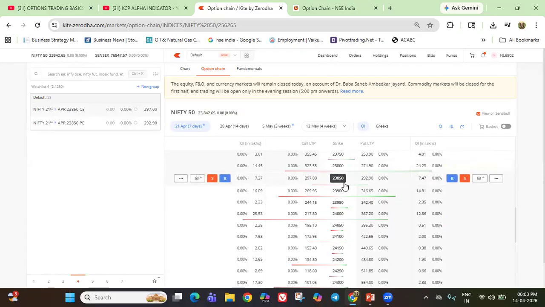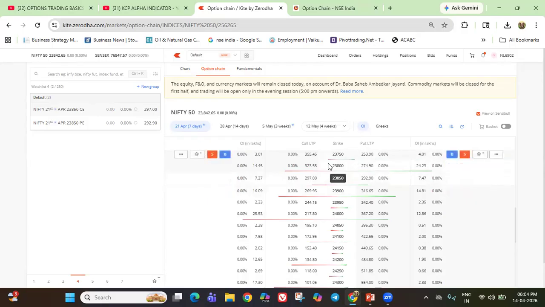you need to choose the strike price. For example, if I have money and want to play on the safer side, then if the market is going in an uptrend, for this 23,850, the in the money strike is 23,800 and the out of the money is 23,900 for a call option. Similarly, if the market is going down, the same thing is opposite: for 23,850, the in the money strike price is 23,900 and the out of the money strike price is 23,800.